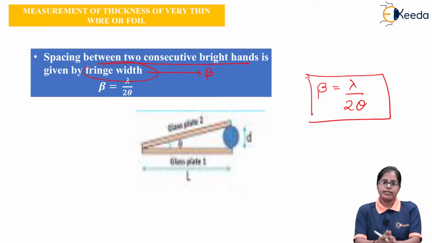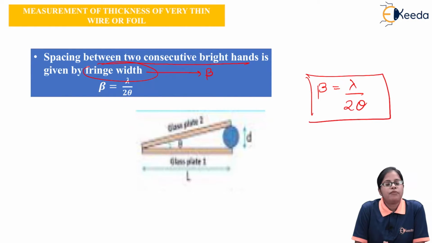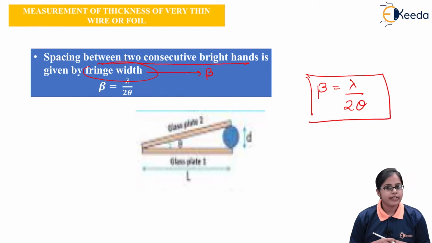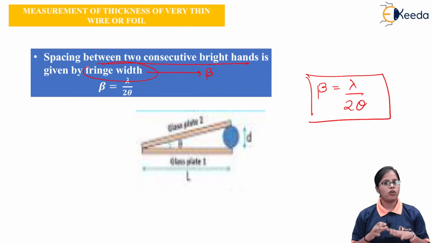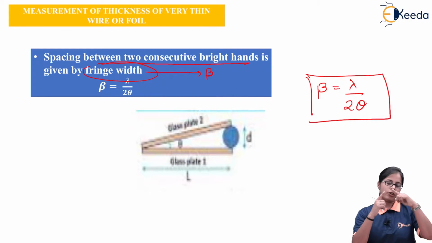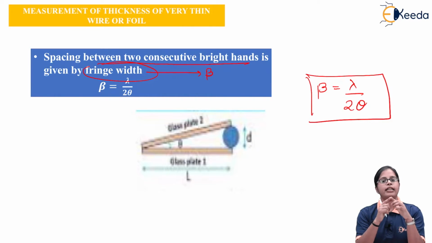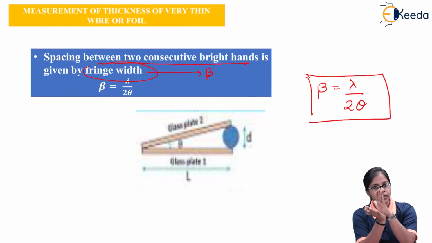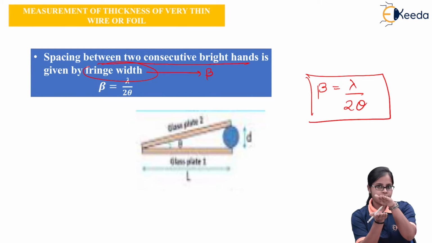Now, for the experimental arrangement for measuring the thickness of very thin wire or foil, the arrangement consists simply of two glass plates which are optically flat. I join the two glass plates at one end, and at the other end the two glass plates have a certain gap between them, keeping the other end open in this manner.